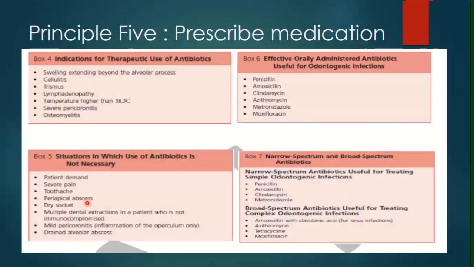Antibiotic is not needed. And multiple dental extractions in a patient who is not immunocompromised, meaning someone had multiple extractions and his health is good, no need to give it. Mild pericoronitis, and again mild pericoronitis means only the gingival area above the third molar has inflammation. The patient does not have any limited mouth opening, does not have any swelling, does not have any lymphadenopathy or fever. I don't give you. And a drained alveolar abscess: I drained it and that's it, I don't give you anything again, the abscess is finished.